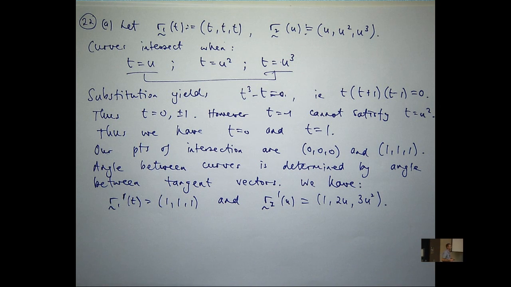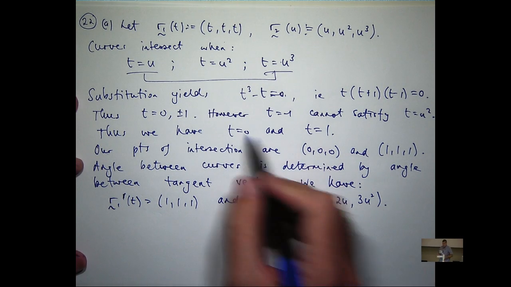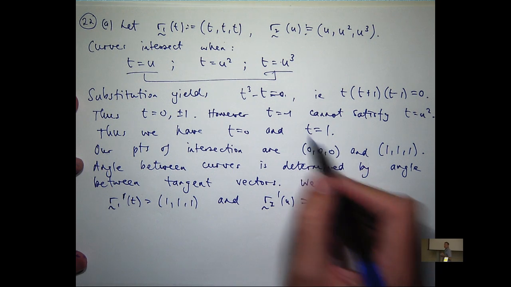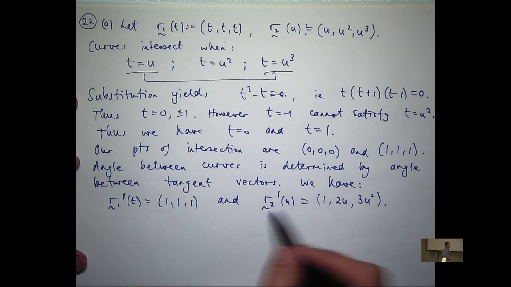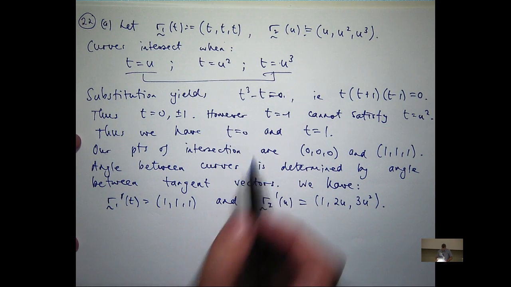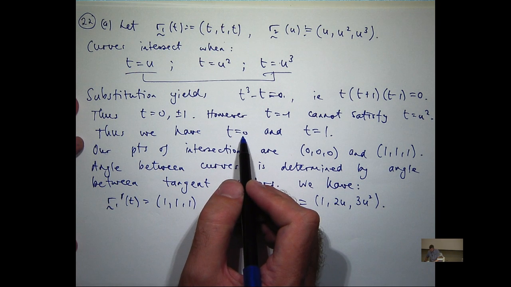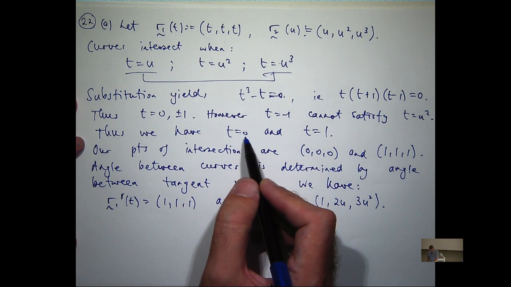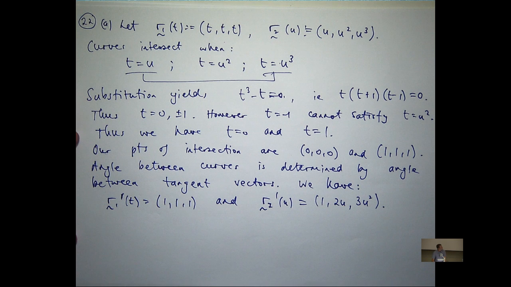At our point of interest, t equals 0 corresponds to that point, t equals 1 corresponds to that point, but what about u? Well, I can go back up to here and get the corresponding u value. When t equals 0, u is going to be 0, and when t equals 1, u is also going to equal 1.